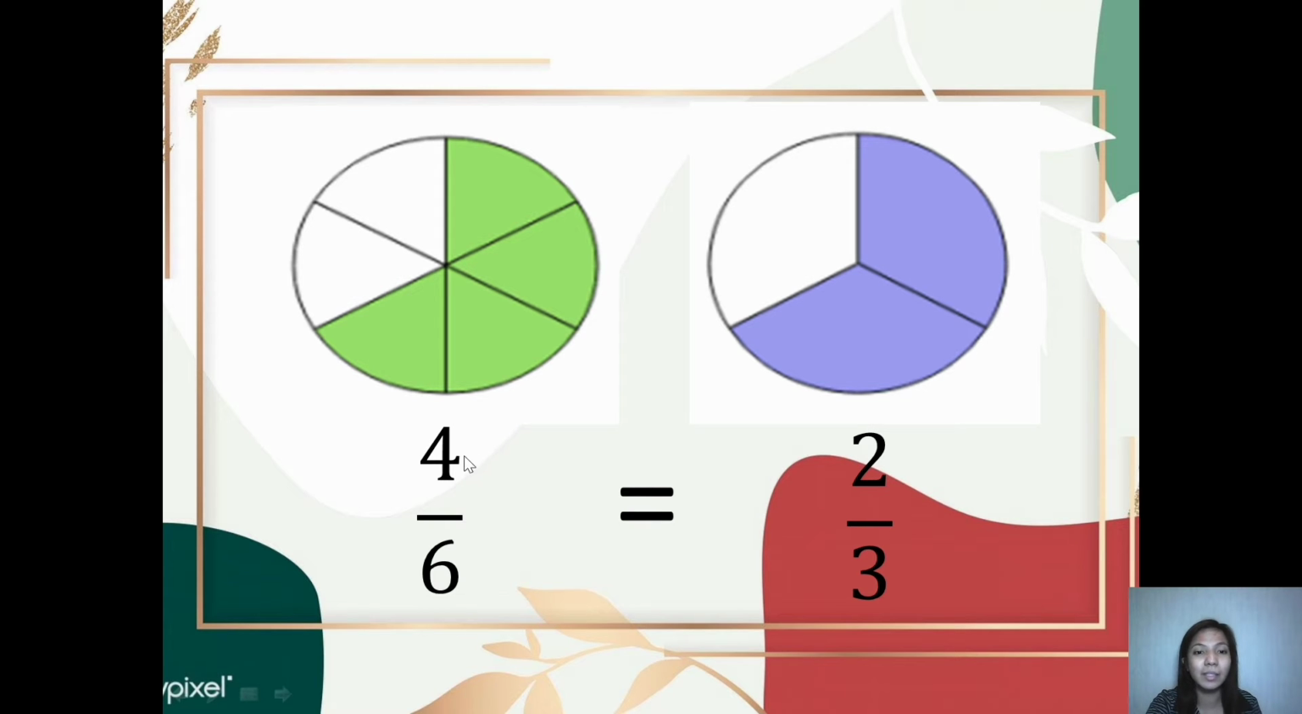As you can see, the number 4 and the number 6 can be divided by 2, or are divisible by 2. So 4 divided by 2 is 2, and 6 divided by 2 is 3. This is how you are going to simplify fractions.